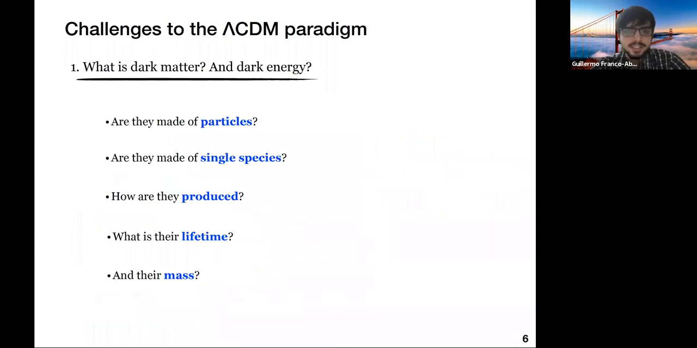However, it faces several challenges, and maybe the most important is the fact that it doesn't provide an explanation for the nature of its main constituents, dark matter and dark energy, which is what we typically call the dark sector. In particular, this model doesn't tell us whether these components are made of particles or not. It doesn't tell us whether they are made of a single species or several species. It doesn't tell us anything about the production mechanism or any other properties, such as the lifetime or the mass.